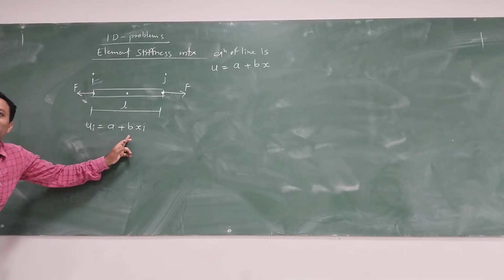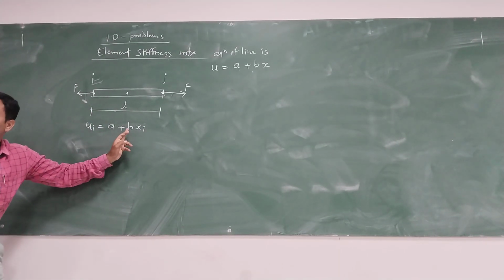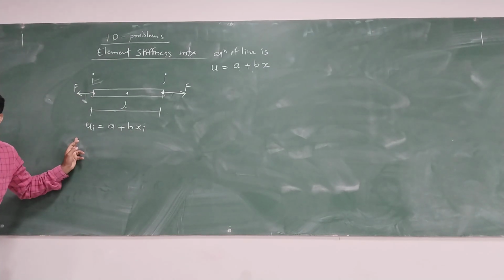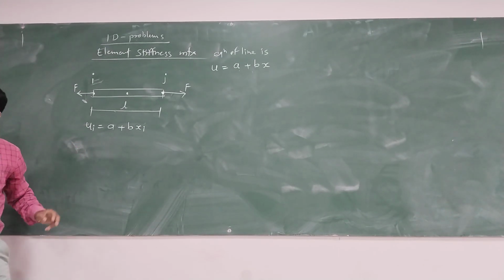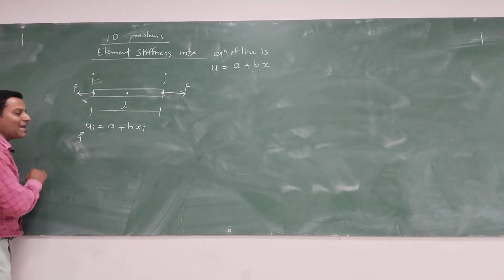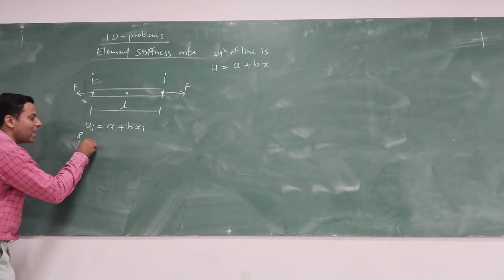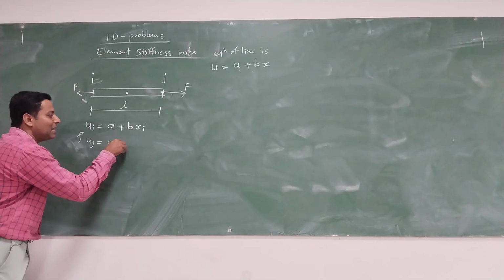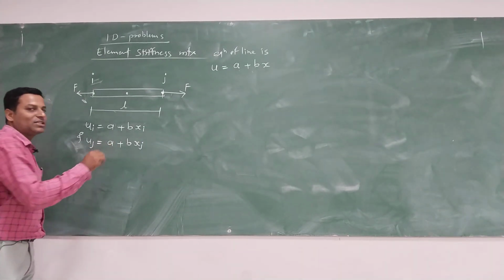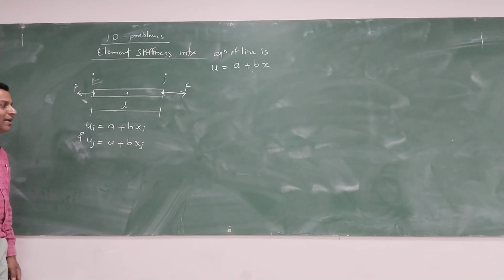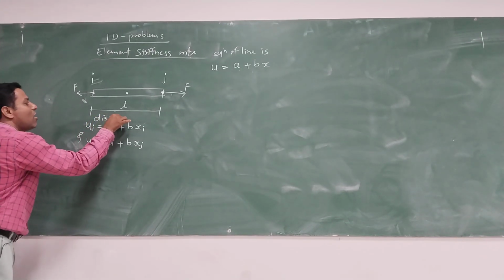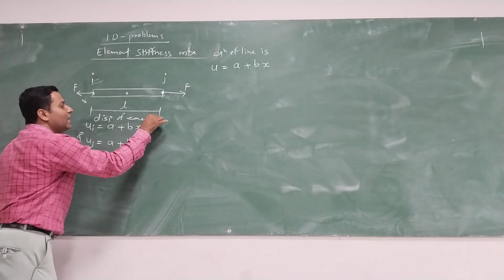म्हणजे डिस्टन्स कोणाचं घ्यायला पाहिजे? त्या नोडचं. The distance of ith node. Then you will get ui, meaning displacement of ith node. Similarly, we can write uj is equal to a plus b xj. हे काय आहेत बाळांनो? डिस्प्लेसमेंट ऑफ each node.